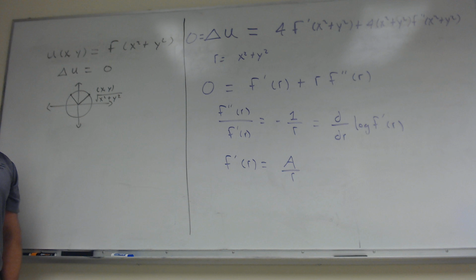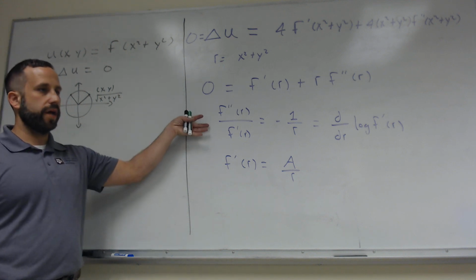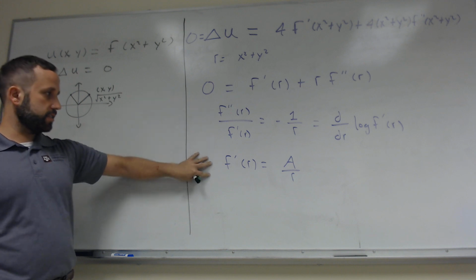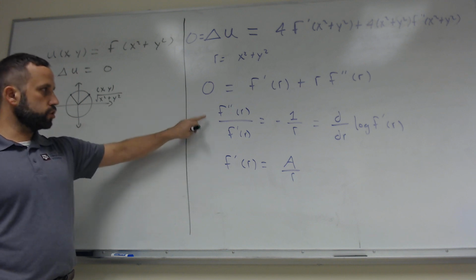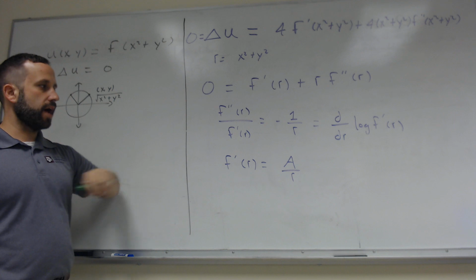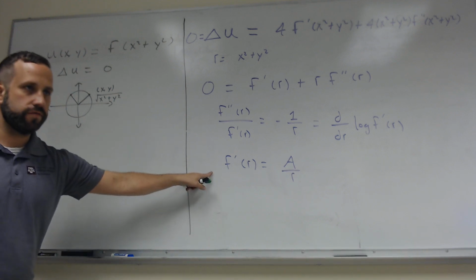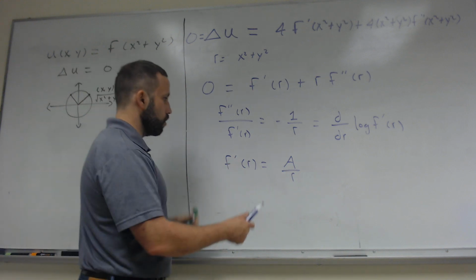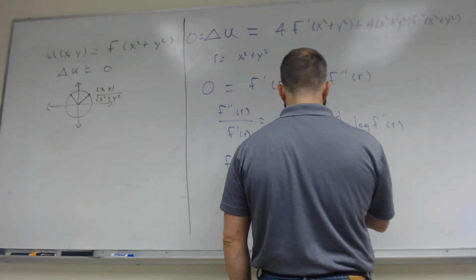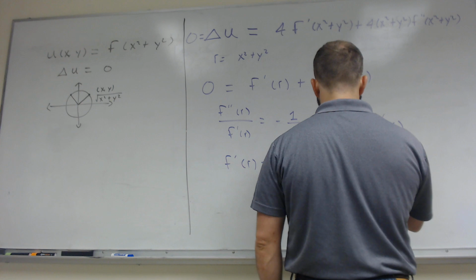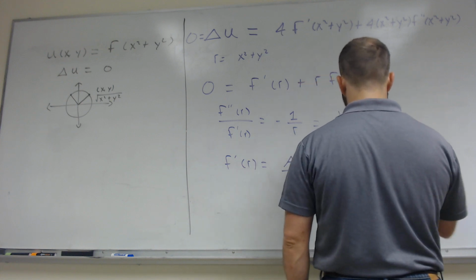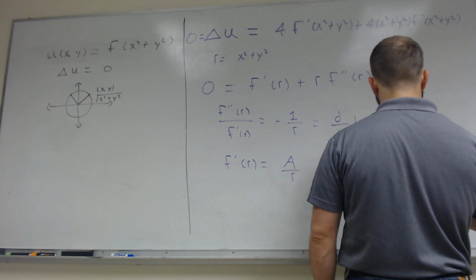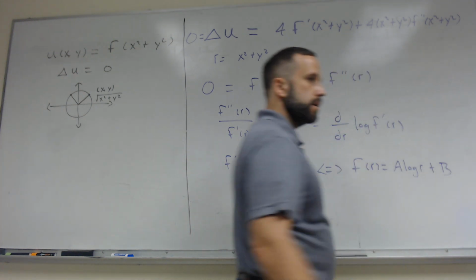I'll let you do that on your own. It's an ordinary differential equation, but the thing we're solving for now is f prime. We're solving this ODE for f prime, not for f. But we're not really solving anything, we're just anti-differentiating or integrating both sides. And what we get is f of r is equal to a times the natural log of r plus some constant b.